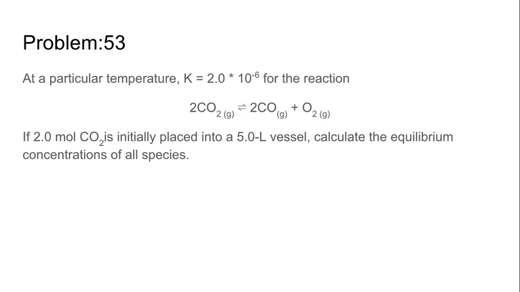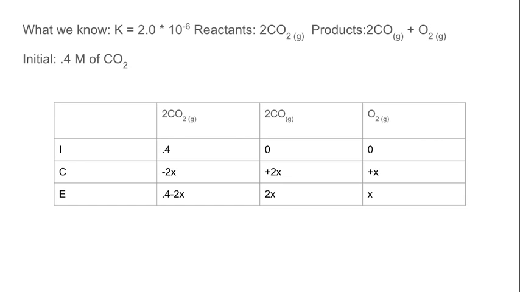Okay, now problem 53. At a particular temperature, the equilibrium constant is equal to 2 times 10 to the negative 6 for the reaction. If 2 moles of CO2 is initially placed into a 5-liter vessel, calculate the equilibrium concentration of all species. What we know: the equilibrium constant is equal to 2 times 10 to the negative 6. The reactant is 2 CO2, and the products are 2 CO and O2. And the initial is 0.4 molarity of CO2.